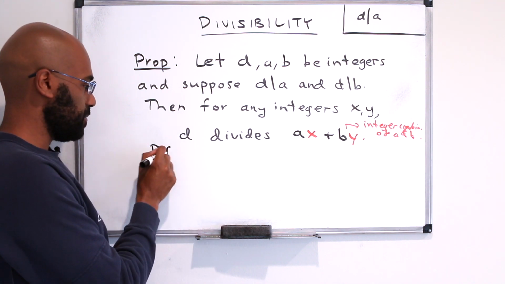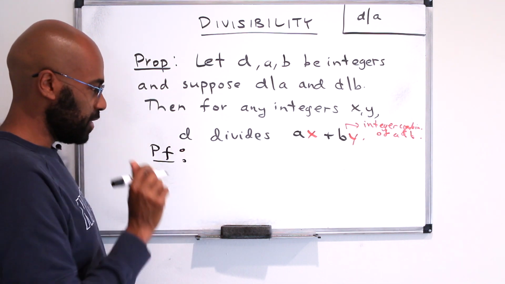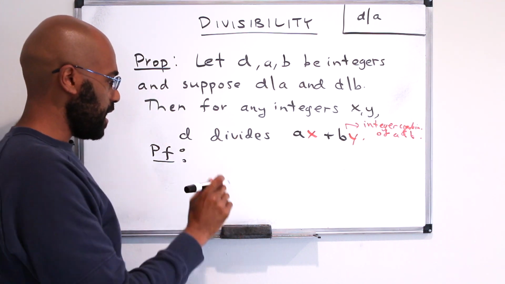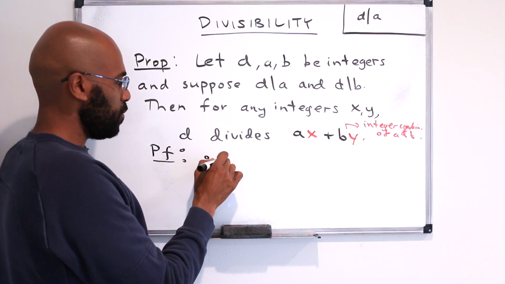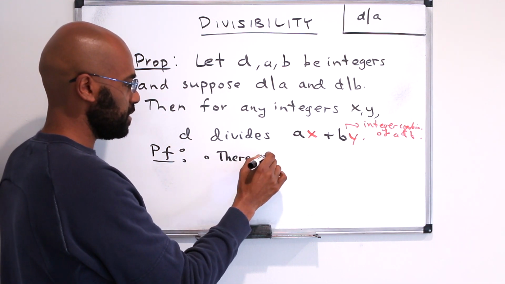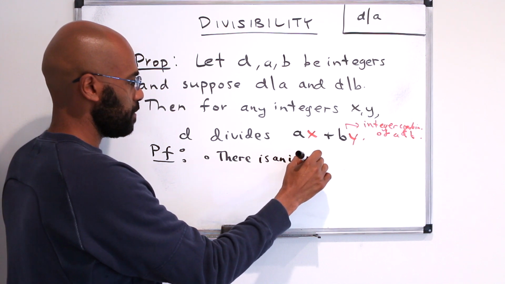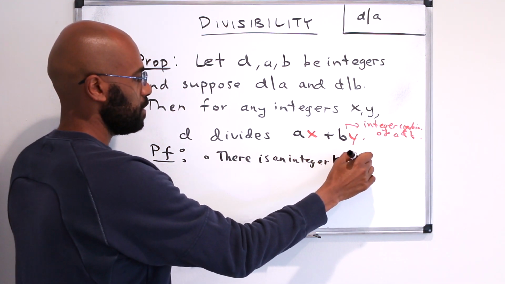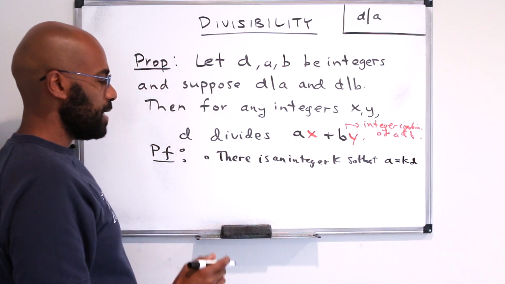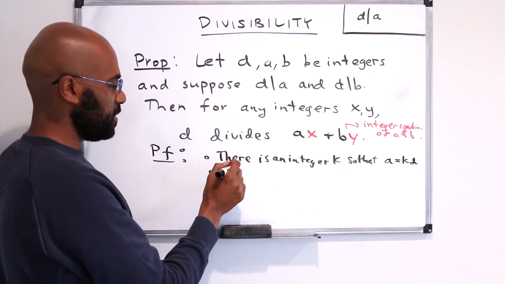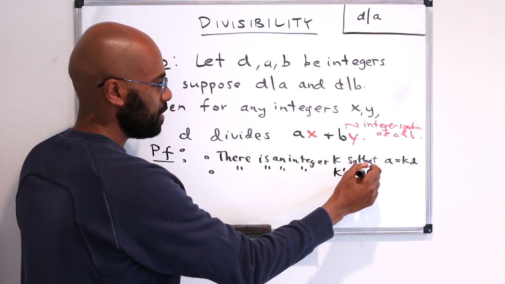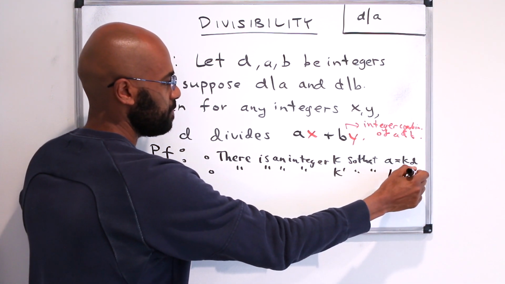I'll usually write something like PF as the notation for proof. Okay, so we're given the following information. D divides A. So because of that, we know that A is an integer multiple of D. So there is an integer K so that A is K times D. In a similar light, because D is a divisor of B, we have another integer, say K prime, so that B is K prime times D.